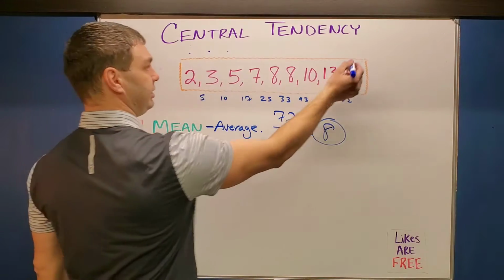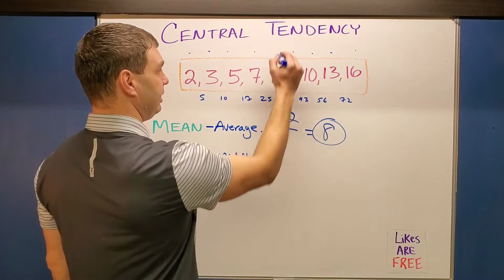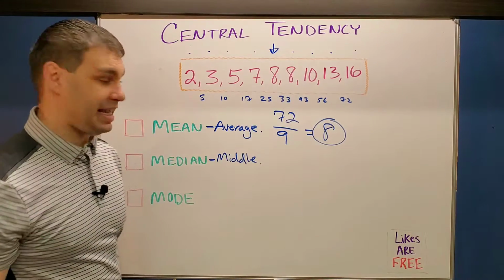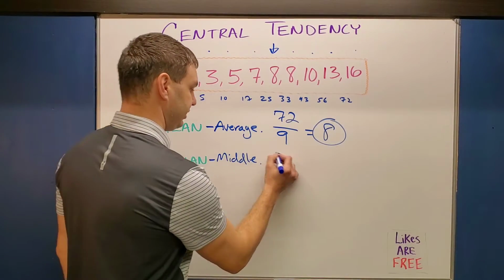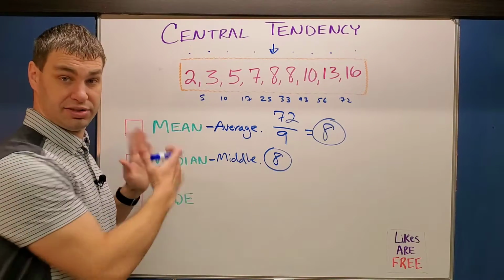1, 2, 3, 1, 2, 3. You can go a little bit more. Another one, another one. It looks like my middle number is 8. All right, so my middle number here is 8. Therefore, that is the median for the central tendency.